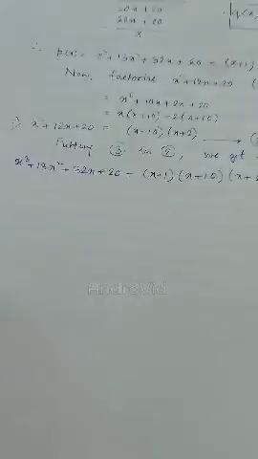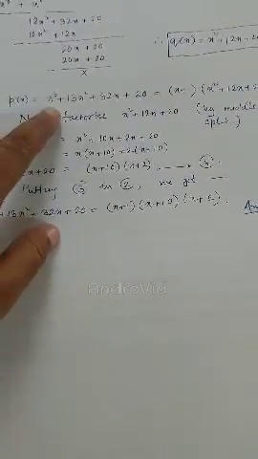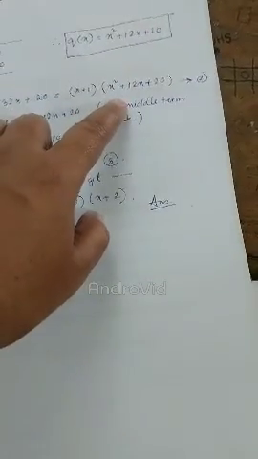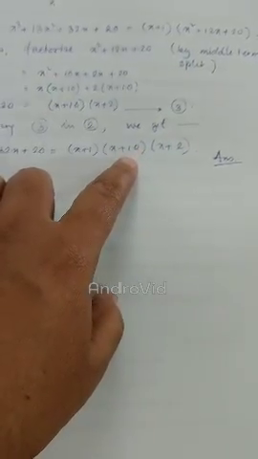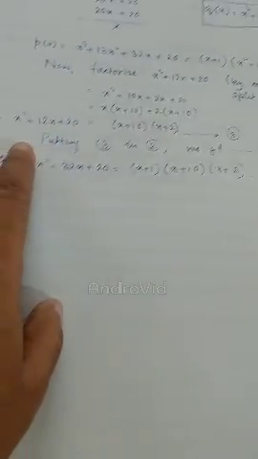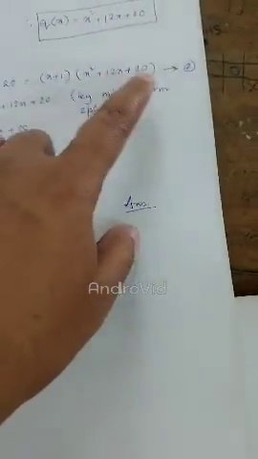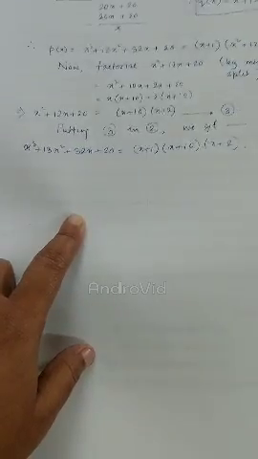So now putting equation 3 in equation 2, we finally get p(x), which was equal to x cube plus 13x square plus 32x plus 20, equal to x plus 1 into this part. This is q(x), which I further factorized. This x square plus 12x plus 20 is x plus 10 into x plus 2. That I have replaced here. So p(x) is x plus 1 into x plus 10 into x plus 2. So this is the complete factorization of this cubic polynomial.